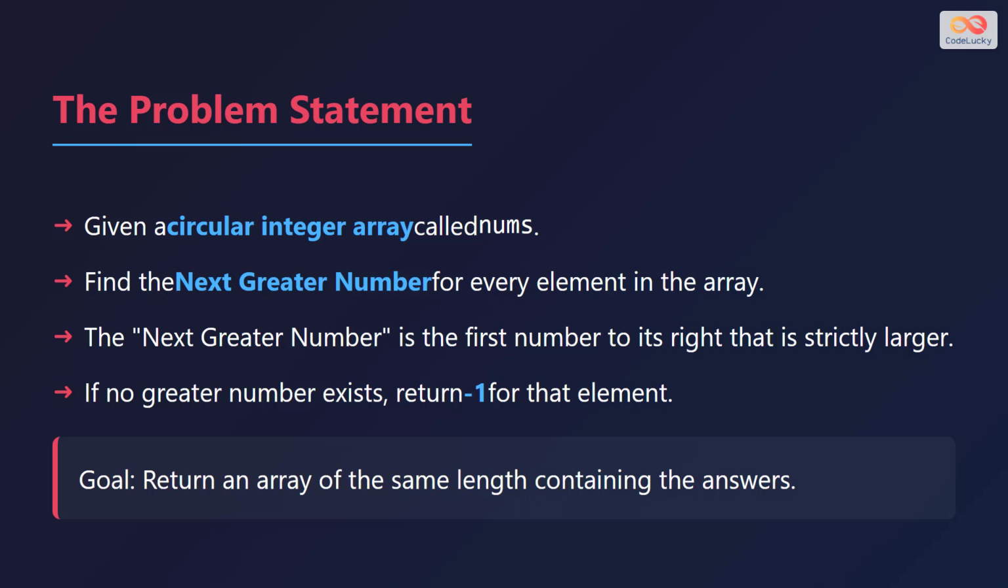Here is the core problem. We are given a circular integer array. For every element in this array, we need to find its next greater number. This means we are looking for the first number to the right that is strictly larger than the current one. If no such number exists, we must return -1.